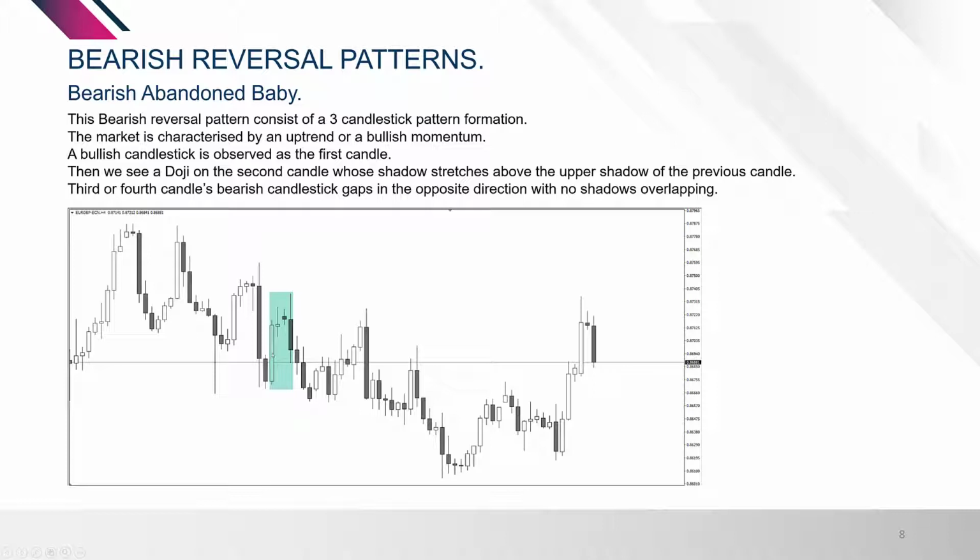Then we see a doji on the second candle. You see here, we've got a doji, price rejecting higher prices, whose shadow stretches above the upper shadow of the previous candle. The third candle is a bearish candlestick that gaps in the opposite direction with no shadow overlapping. This is the third candle. Thereby you'll be looking for a strong momentum to the downside.